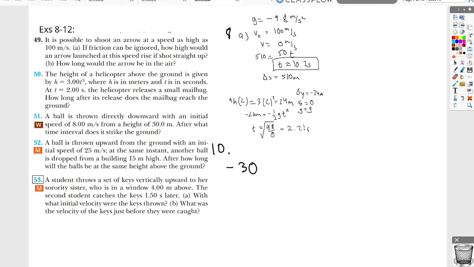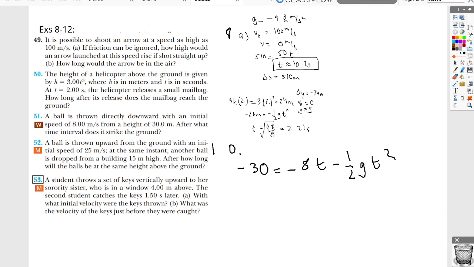So this is question 10. Negative 30 is equal to negative 1/2 g t squared. The reason why I have negative 1/2 instead of plus 1/2 is because gravity goes down. And I'm sorry, that's not the right equation. This is not the right equation because there is an initial velocity this time. And the initial velocity is negative 8. Negative 8t minus 1/2 g t squared.